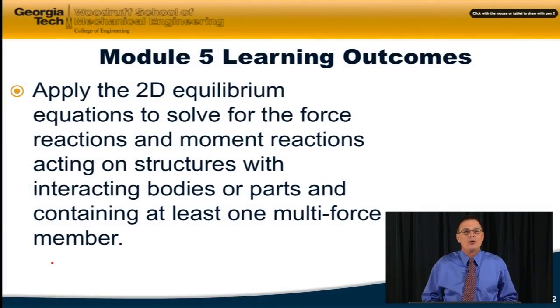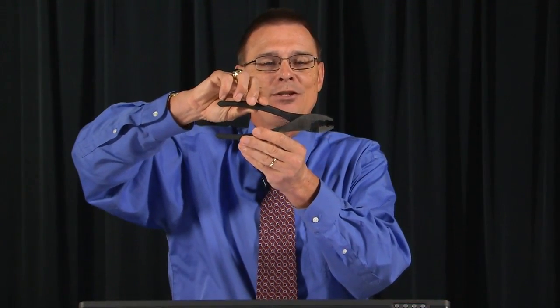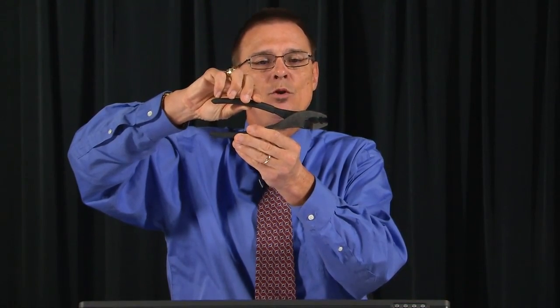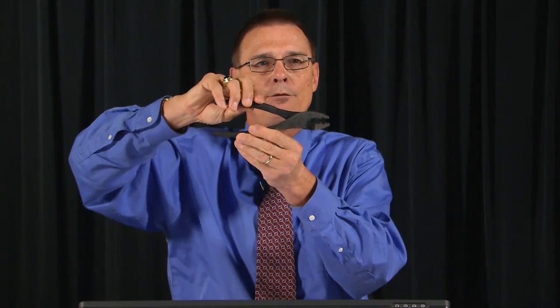Today's learning outcome is to apply the equilibrium equations to, again, a real-world problem. We're looking at multi-force members. We talked about multi-force members as being frames and machines, and we've already done frames. So today we're going to look at an example of a machine. And the machine I have is a pair of pliers that has moving parts. It's designed to transmit and alter the effect of forces.